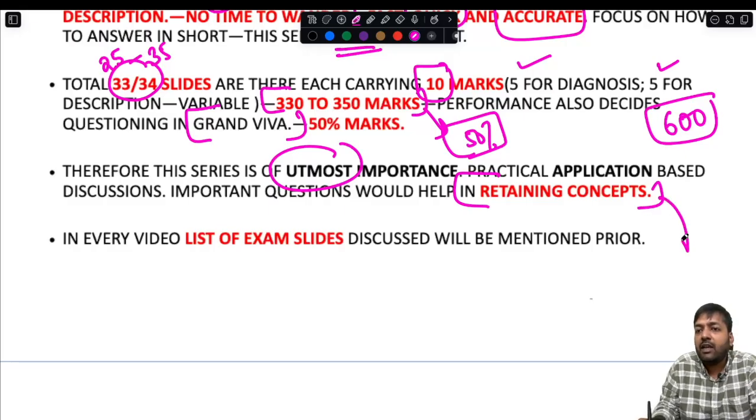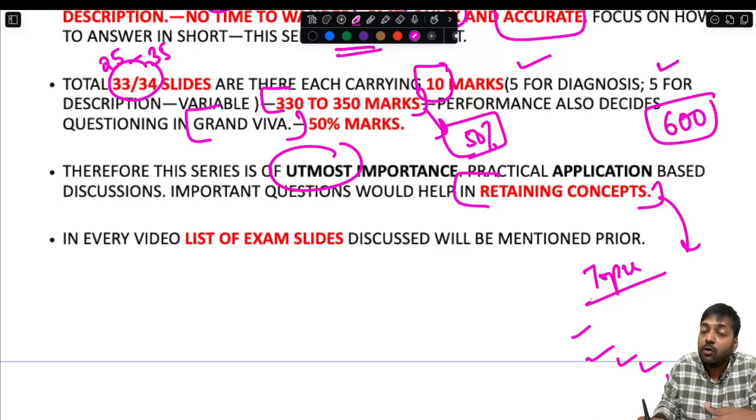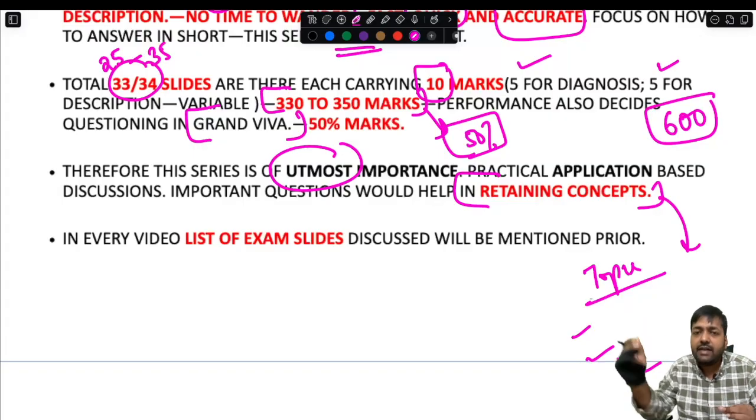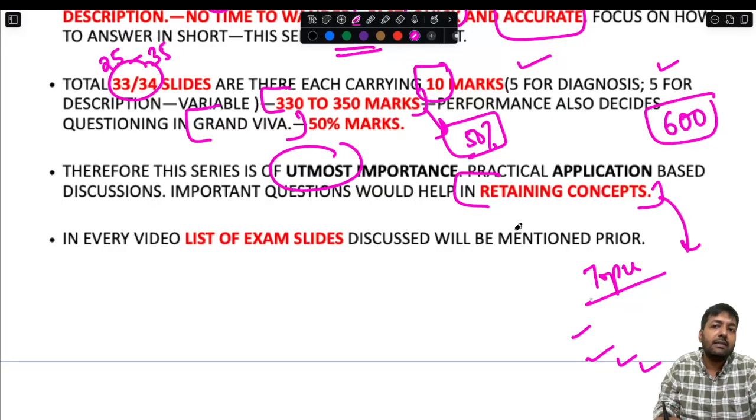So what is the meaning of this? Suppose you have learned a particular topic, and suppose that topic has, for example, around 15 to 20 points. So out of those 15 to 20 points, maybe around 7 to 8 points are very, very important to understand, and they are repeatedly asked. So this is going to help you retain the concepts. Maybe you have read something somewhere, but you don't know how to apply and what to make out of that information. That will be cleared in today's discussion.